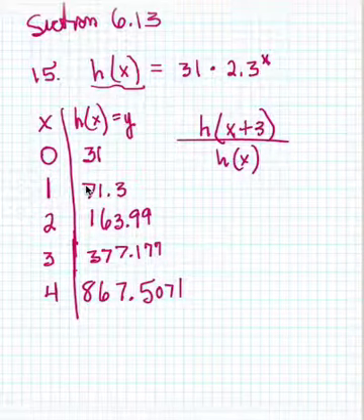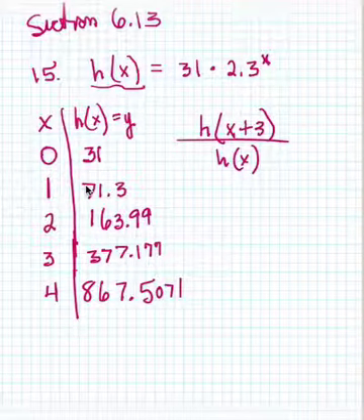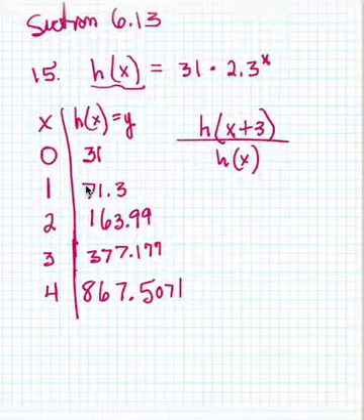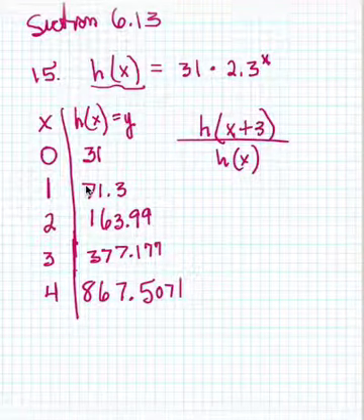If I go up by an interval of 1, watch, all of these, this is going up by an interval of 1. Look at my chart. I take 71.3 and divide that by 31. It's 2.3. Take 163.99 and divide that by 71.3, and it's 2.3. I always have a common ratio of 2.3 when I'm going up by an interval of 1.